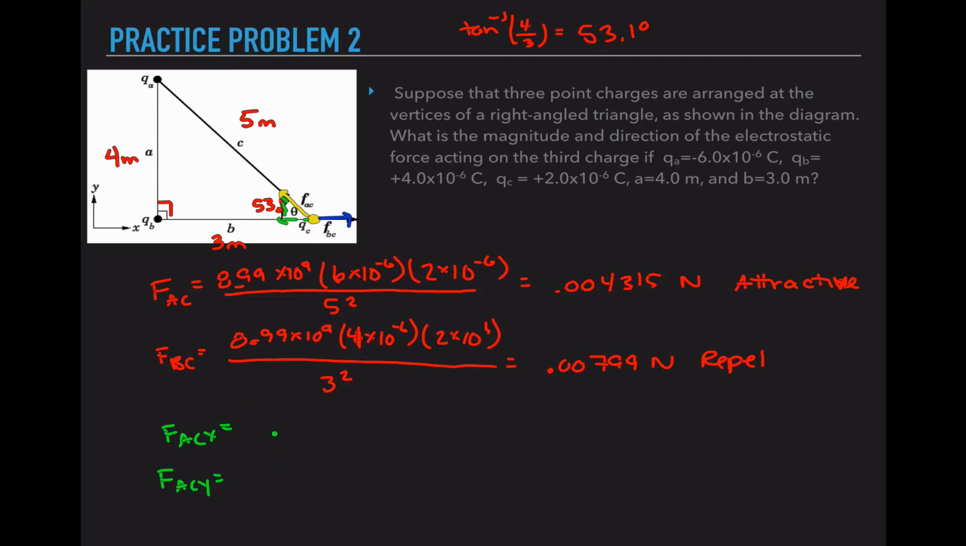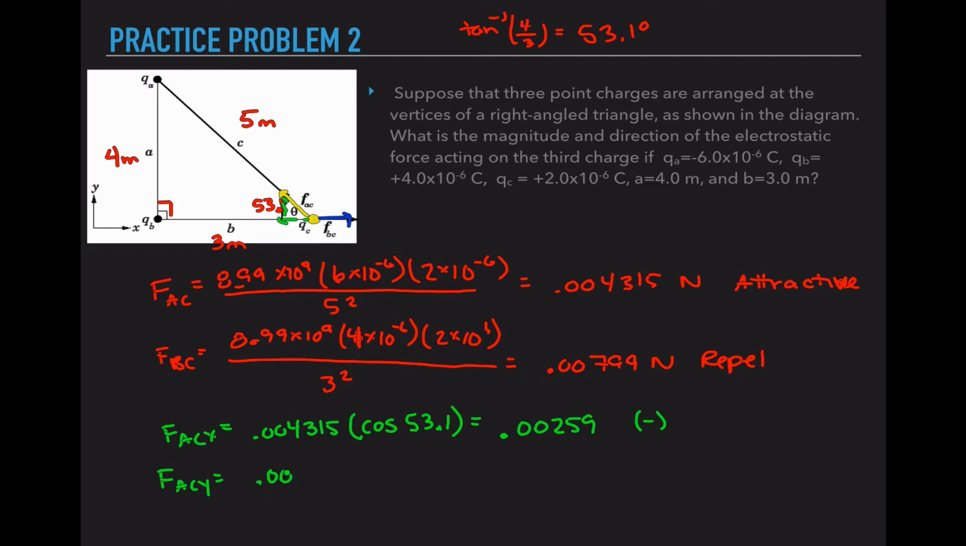So we're going to use the same relationship as in our kinematics unit. We're going to use the hypotenuse, which is 0.004315, times cosine 53.1, because that's the theta that we found, and that'll give us the x component of the force, and that's 0.00259. But this is in the negative direction. It's going back towards the origin.